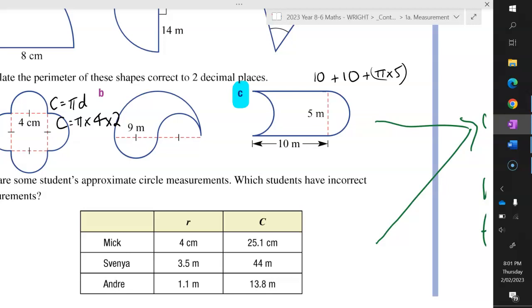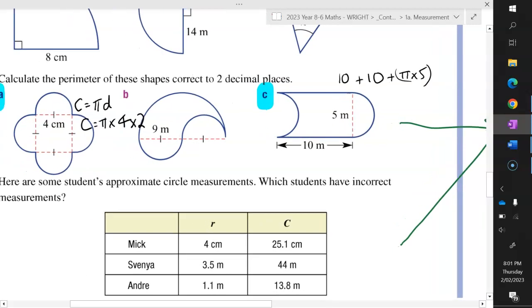If you have a go at B, you've got 2 halves in there as well. But that should help you out a little bit.